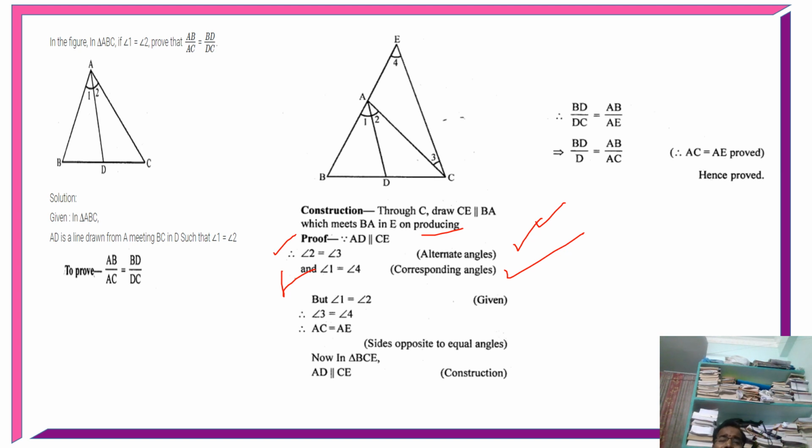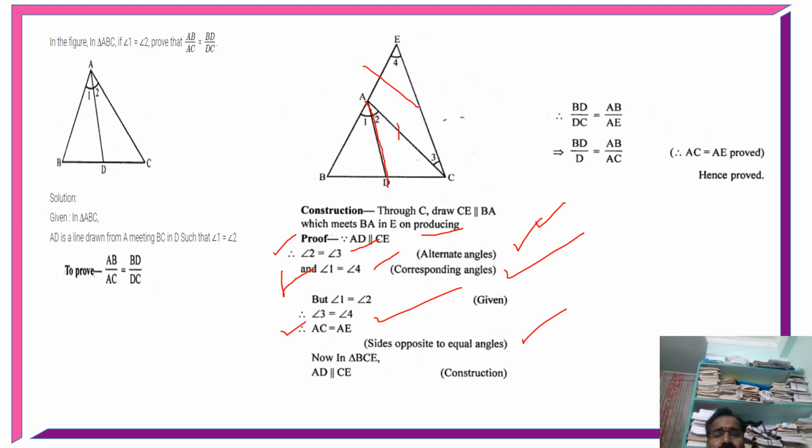We can write angle 1 equals angle 4. 1 and 2 are equal, because the bisector is given. When 1 and 2 are equal, 3 and 4 will be equal. When 3 and 4 are equal, AC and AE are equal. We know sides opposite to equal angles are always equal in a triangle. It is given AD is the bisector. When 1 and 2 are equal, 1 equals 4, 2 equals 3. So 3 and 4 are equal, and when 3 and 4 are equal, these two sides will be equal.